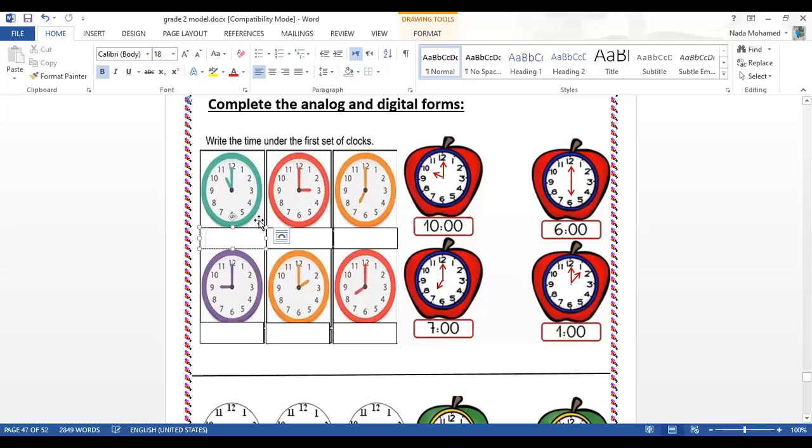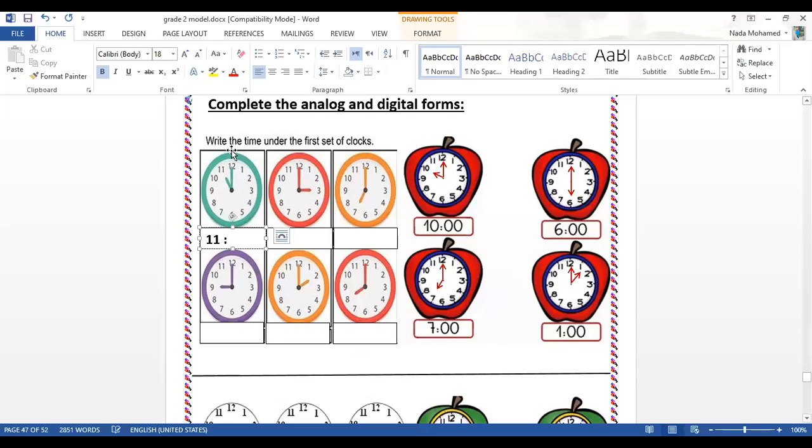Now we will solve some exercises to make the idea clearer. Here, complete the analog and the digital form. Now I'm sharing with you the exercise booklet. We will complete now in the analog form. If we are speaking about digital form, we have a colon in between. We write the short hand for hours, then the long hand for minutes. The short hand points to 11, so I will write 11.